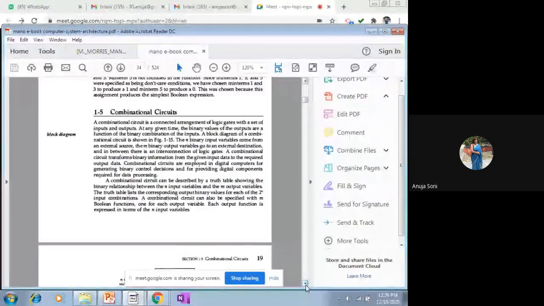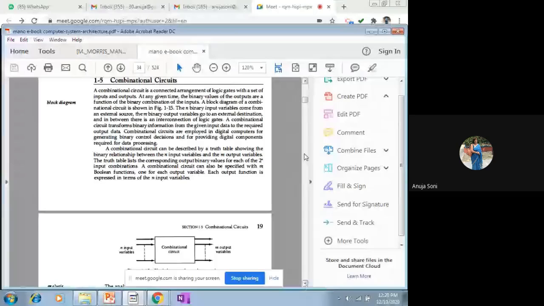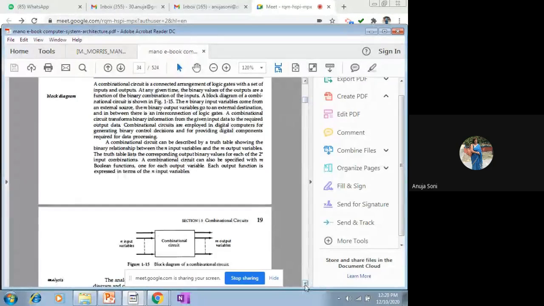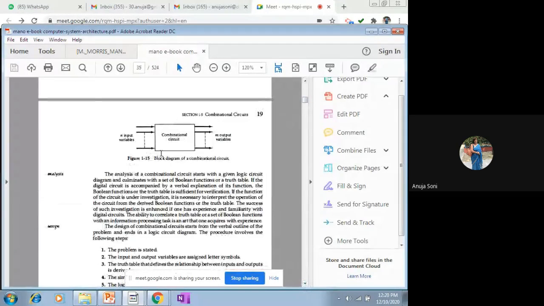Now we come to the combinational circuit. I told you a combinational circuit is a connected series of logic gates. This is the block diagram. There are n number of input variables. In between there is a connected series of the combinational circuit. Ultimately some kind of output variables are derived. There may be one output variable or there may be multiple output variables. All input variables may exhibit the value 0 or 1. Similarly, all output variables may exhibit the value 0 or 1.